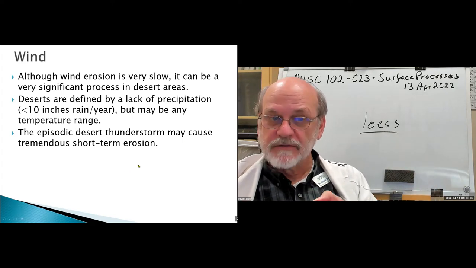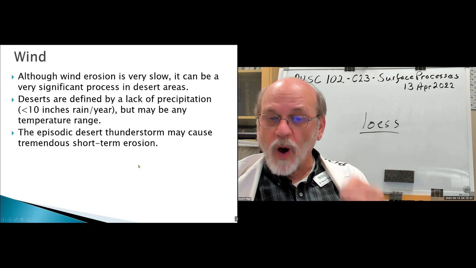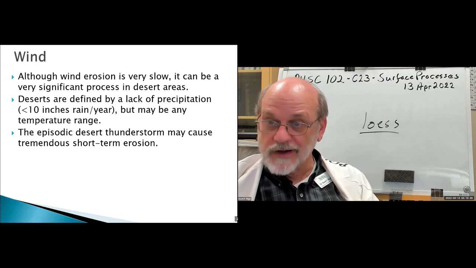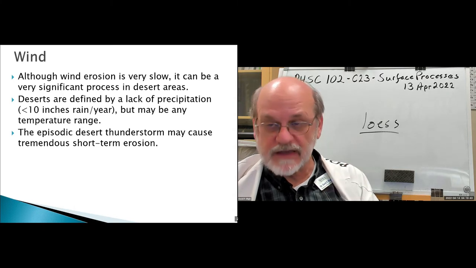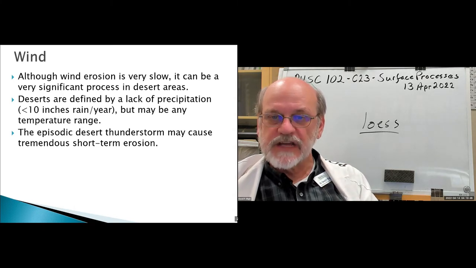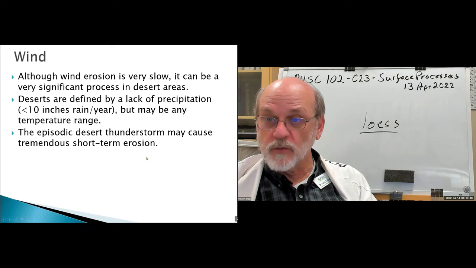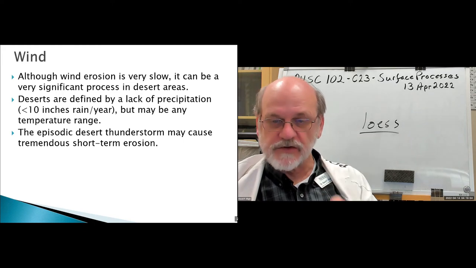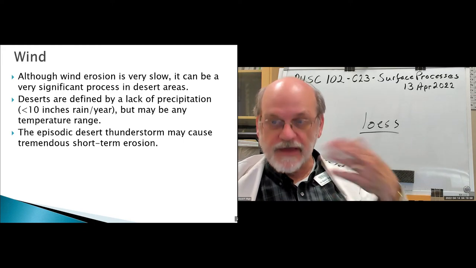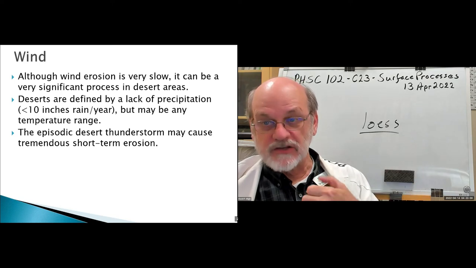And when that happens, the water, the rain, the runoff from that thunderstorm causes significant erosion, because deserts tend to be more sparsely populated with plants, which can't hold the soil. So you get very high erosion in deserts from thunderstorms. But when there's no water around, then the wind is your primary acting agent.